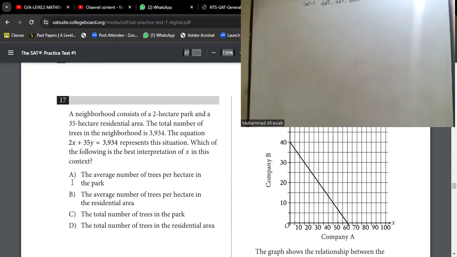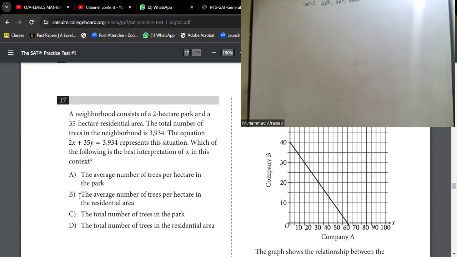So, x is for the park and y is for the residential area. So A is correct for this information. As far as part B is concerned, the average number of trees per hectare in the residential area is not correct because they are talking about x only.